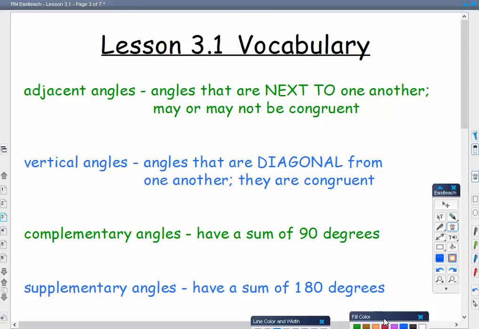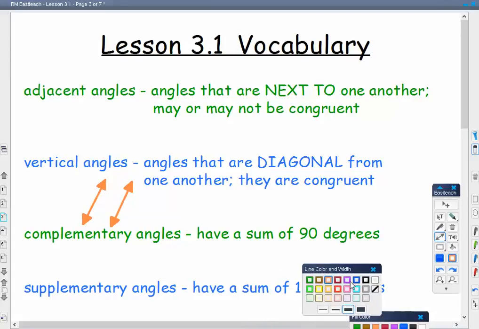But adjacent angles, remember, are angles that are next to one another. Okay? They may or may not be congruent. So adjacent just means next to, has nothing to do with whether or not they are congruent to each other. Vertical angles are the angles that are diagonal from one another in this situation. They are congruent.